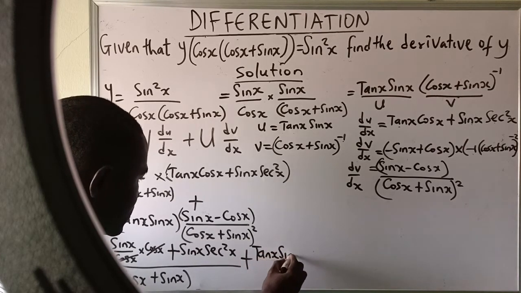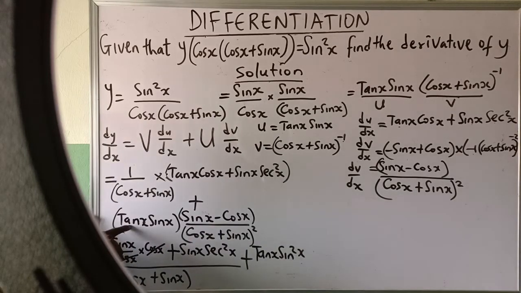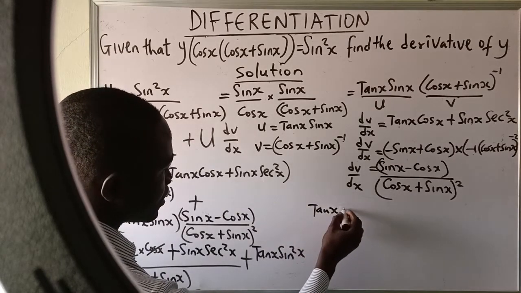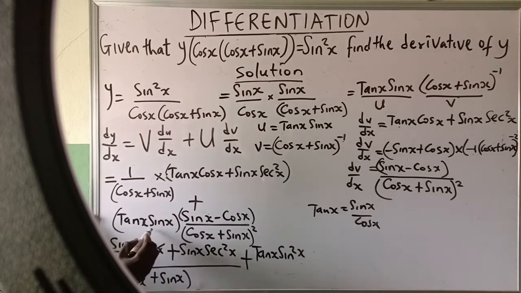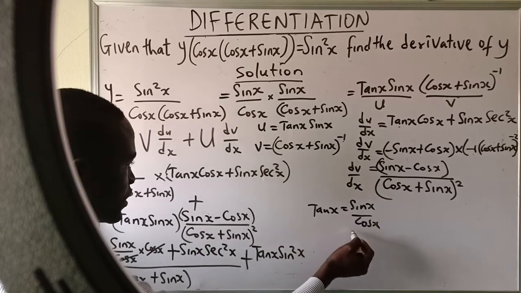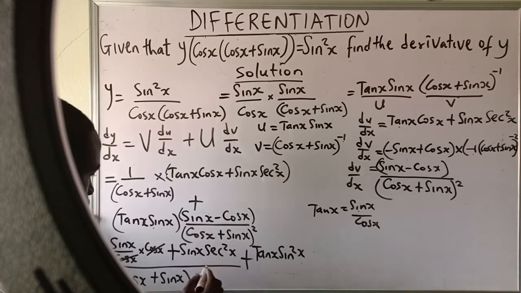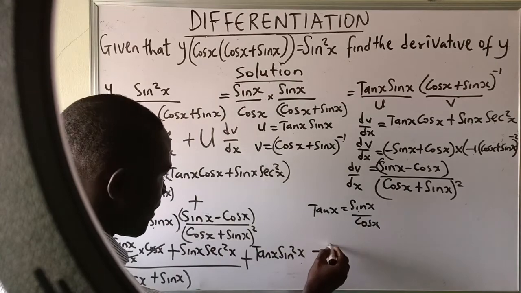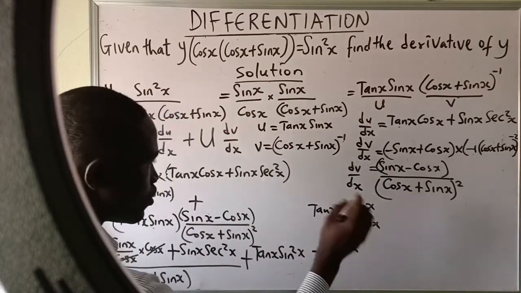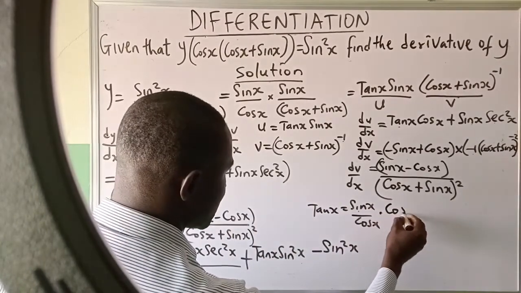tan x sin squared x, this times this. Now because this is sin x, because tan x is equal to sin x over cos x, if you carry this to multiply, this will cancel this, leaving you with only sin x. So sin x times sin x will be giving you minus, so this times this will be giving you minus sin squared x. We got it by saying this times this, that is cos x.